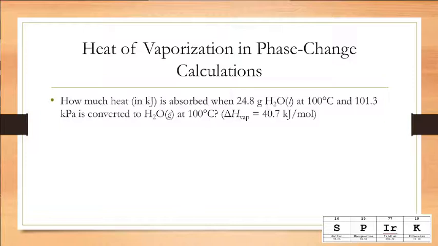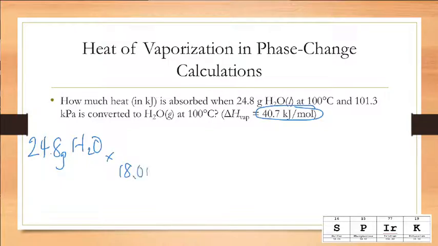So again, we just start with what we know. We have 24.8 grams of H2O, and we are going from a liquid to a gas, so that's vaporization. And so our conversion factor is 40.7 kilojoules per mole. But we're in grams, but that's no problem because we know how we can get to moles of water. We go through our molar mass.